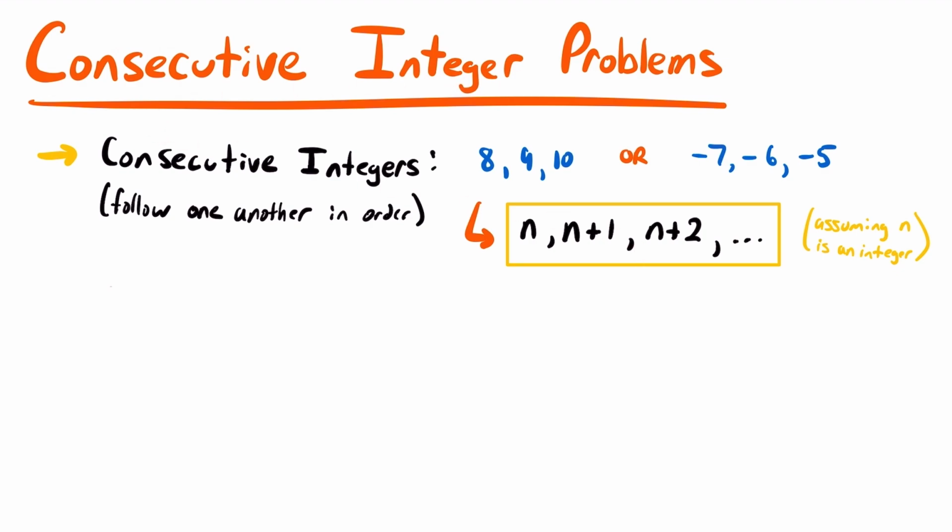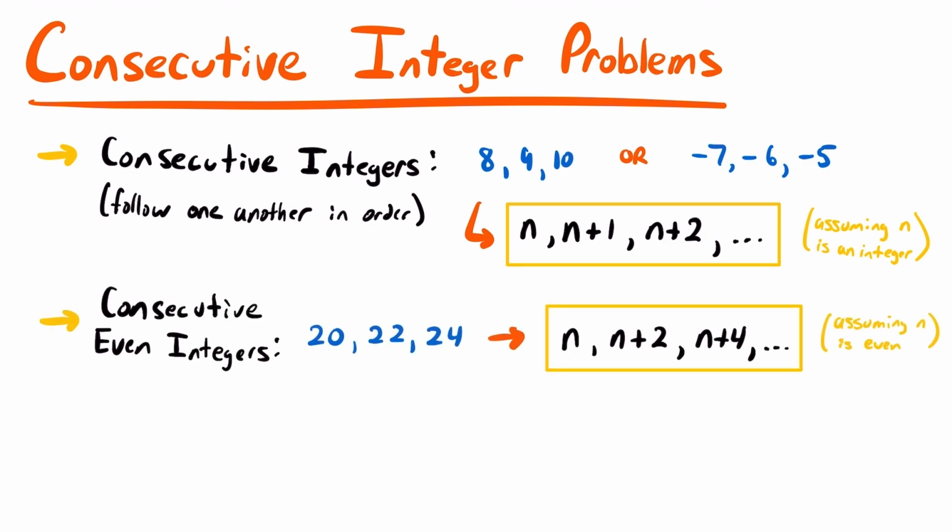But now in some cases, these problems might get more specific. Not only will it be interested in consecutive integers, but it might be interested in consecutive even integers. So numbers that follow one another, but only the even ones. You skip over the odd numbers in the order that numbers would be written out. All right, so for example, 20, 22, 24. Notice that we don't include 21 or 23. We skip over the odd numbers and just look at consecutive even integers that are listed in order.